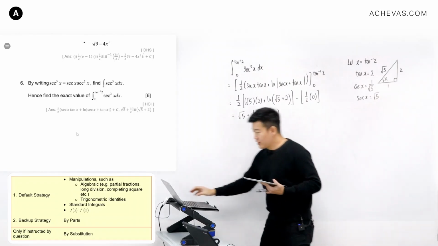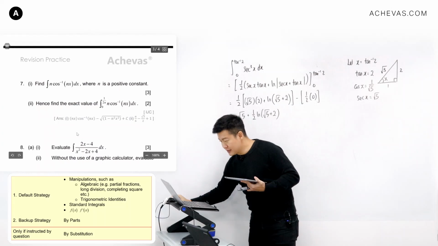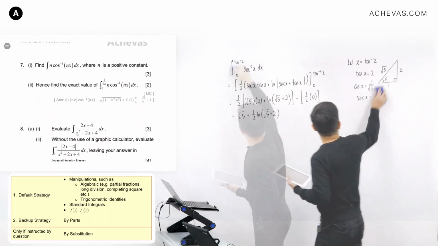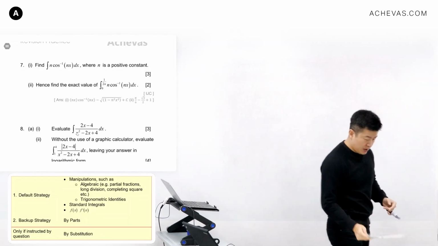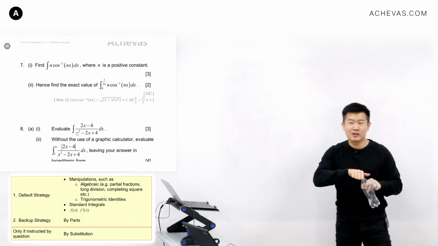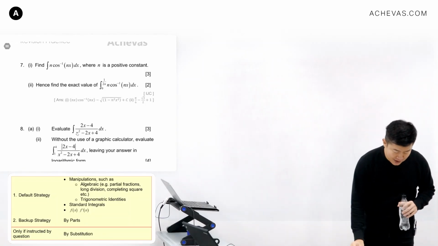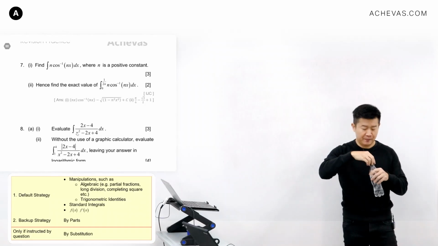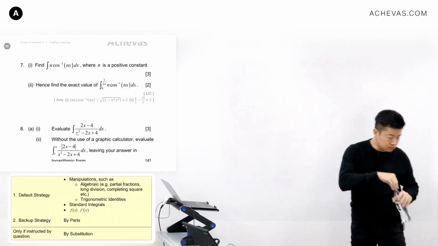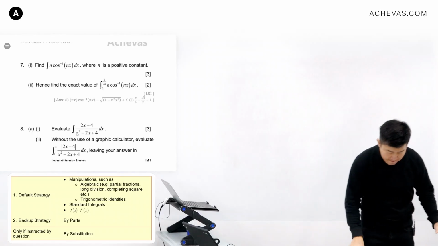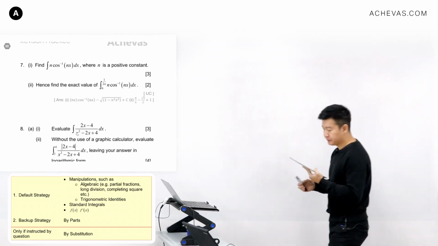Let's try the next one, question number 7. Question number 7 looks a little bit strange because we have that n that is inside the integral. But I think it is actually not too bad. So part 1.